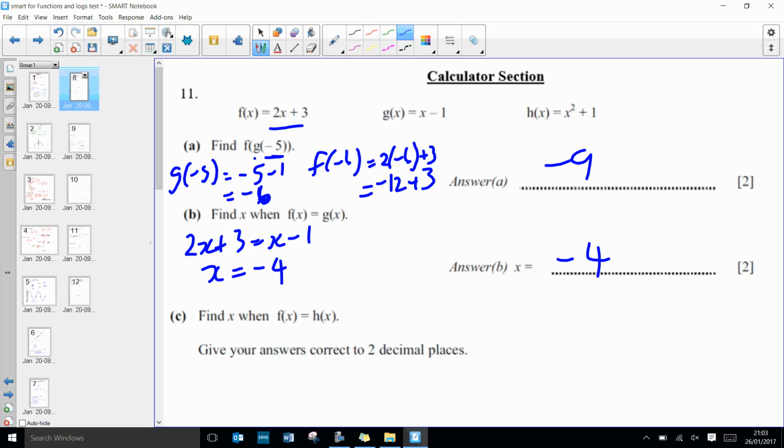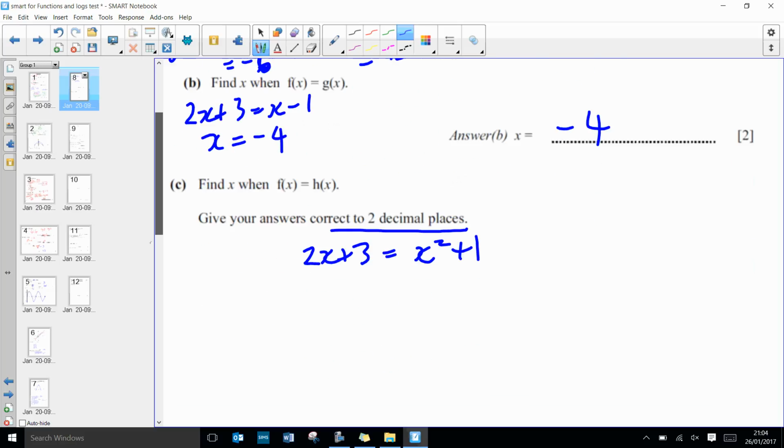Find x when f(x) equals h(x). The fact that it says here, give your answer correct to 2 decimal places, indicates we'll be using the polysolve feature here, the poly root finder. So we've got 2x plus 3 equals x squared plus 1.